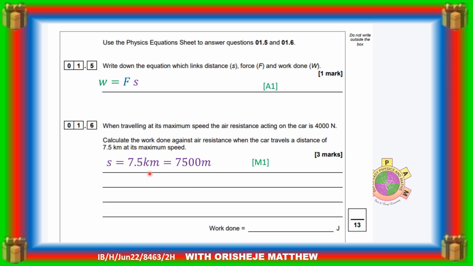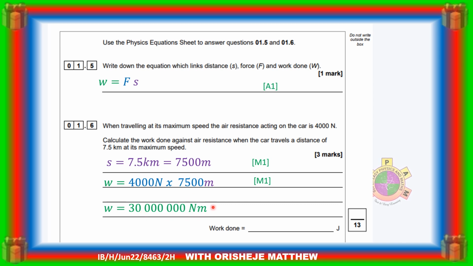Now the next thing we need to do is to substitute the values given to us. We know the force and we know the distance, so we can get the work done. So you substitute: 4,000 multiplied by 7,500. For stating that, you have 1 mark. Then evaluate it. You have the last mark there, which is 30 million joules.